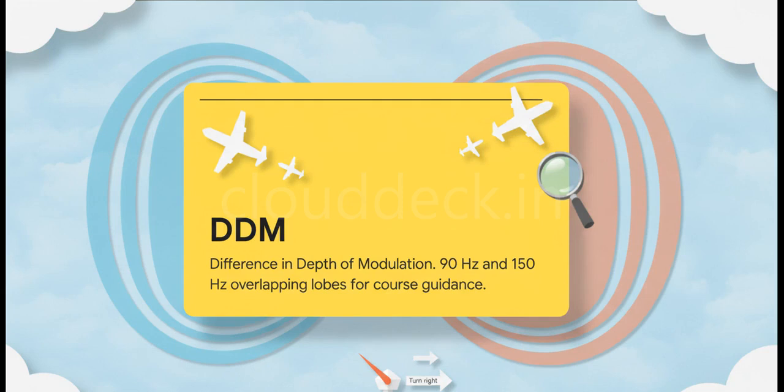Well, it all comes down to DDM, which stands for Difference in Depth of Modulation. Basically, the localizer transmits two overlapping radio lobes. The left lobe is modulated at 90 Hz, and the right lobe is at 150 Hz. If your aircraft drifts a bit to the left, that 90 Hz signal suddenly becomes stronger, and your cockpit needle commands a turn back to the right to fix it. When those 90 Hz and 150 Hz signals are perfectly balanced, meaning your DDM is exactly 0, congratulations, your aircraft is flawlessly locked onto the center line.